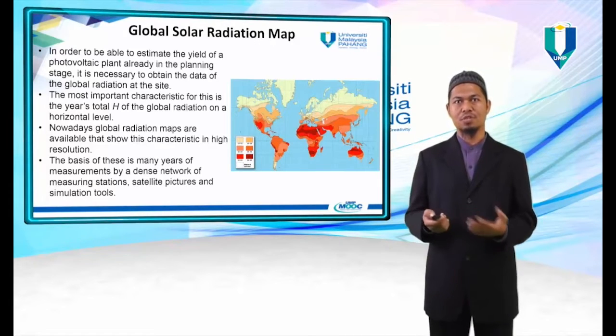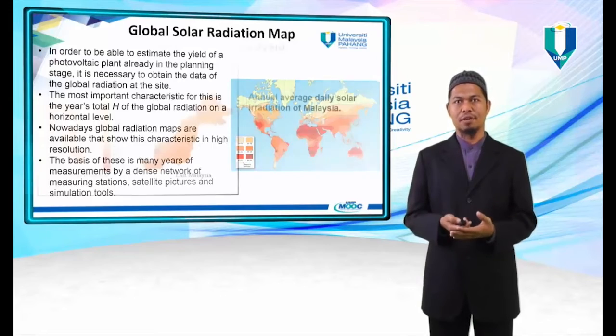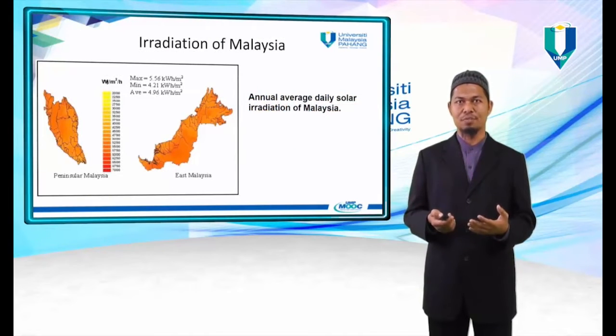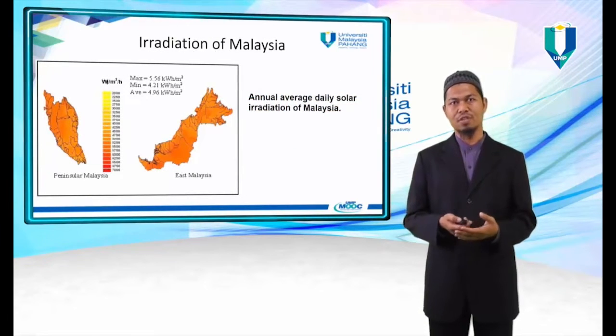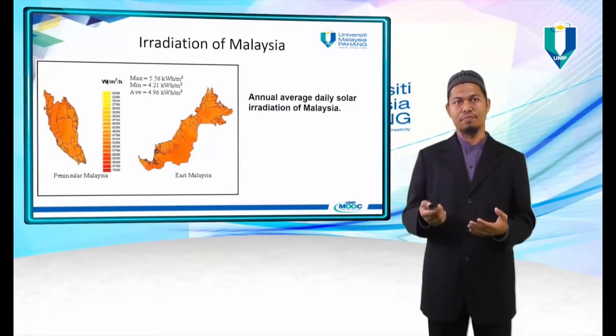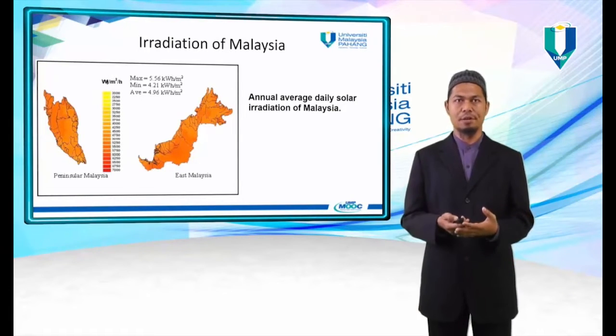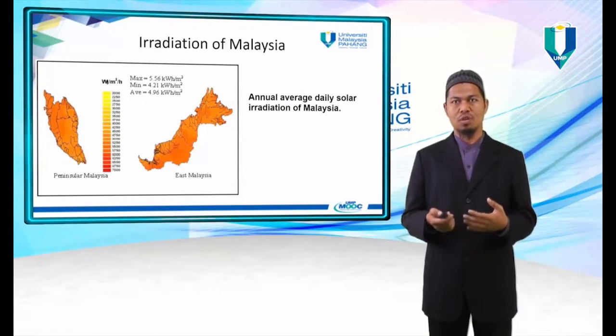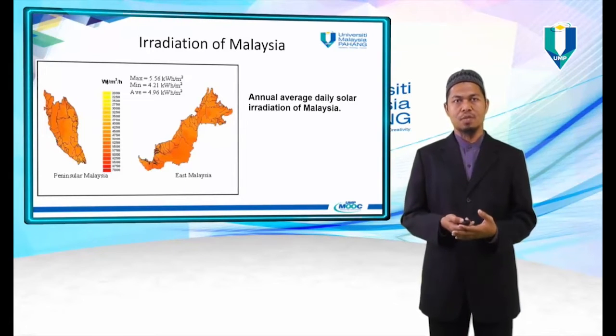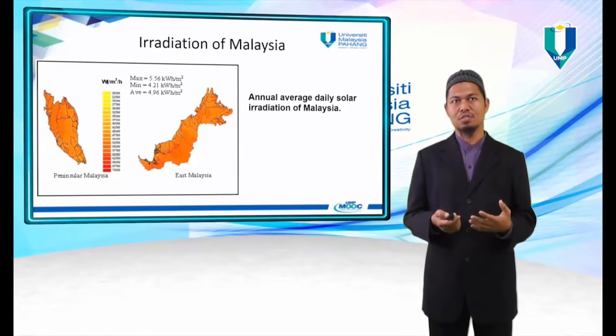In the case of Malaysia, we can see the annual average daily solar radiation map for different locations. We will get different solar irradiation. On average, for Malaysia, the daily solar irradiation is about 4.96 kilowatt hours per square meter.